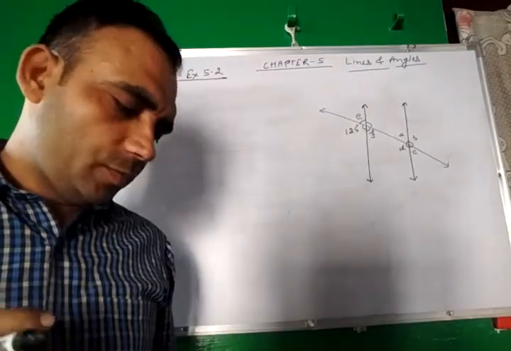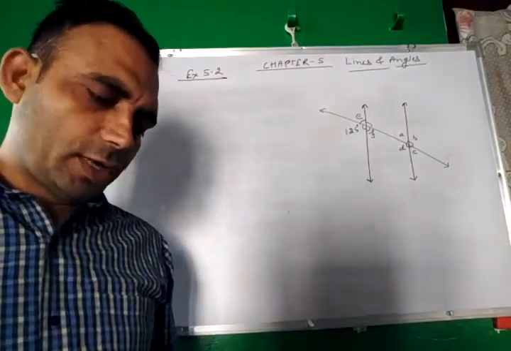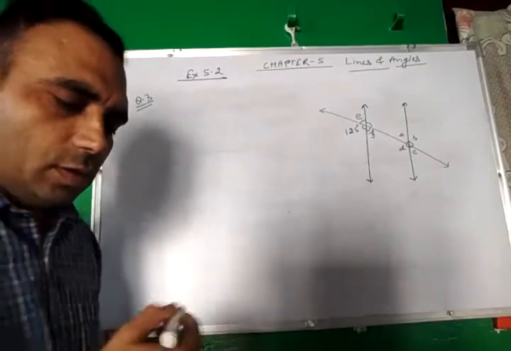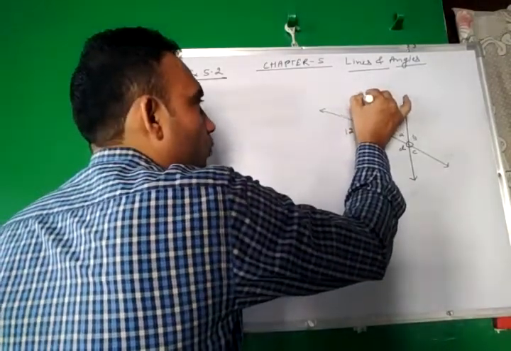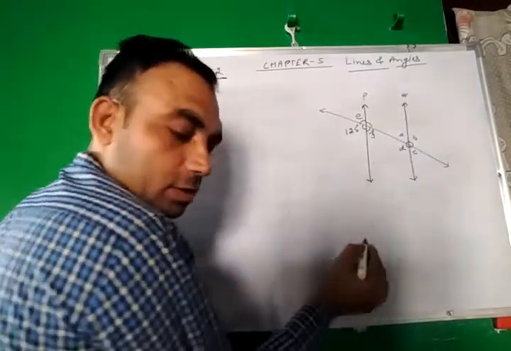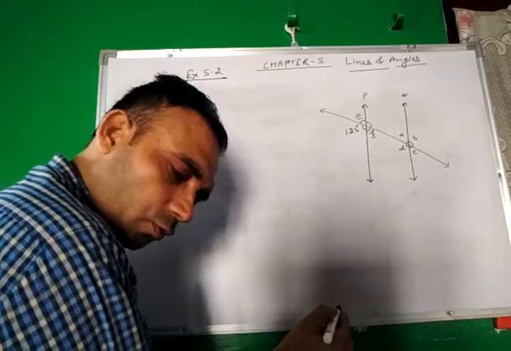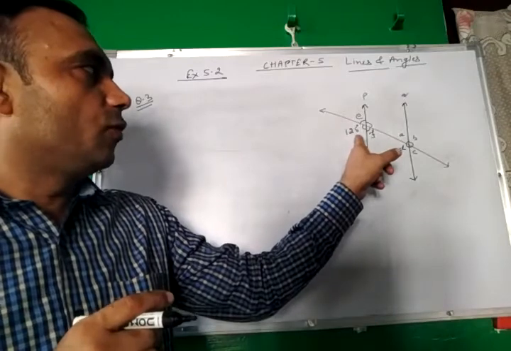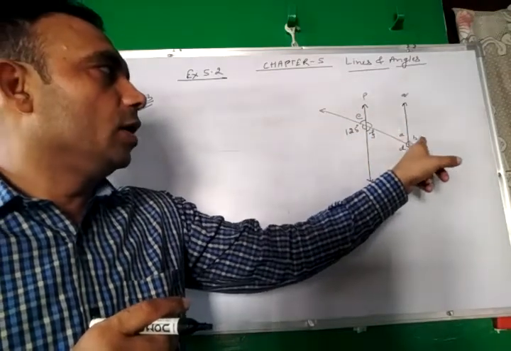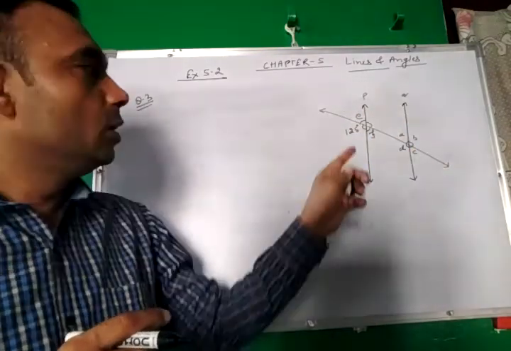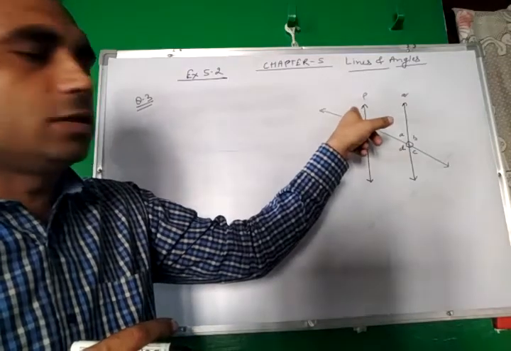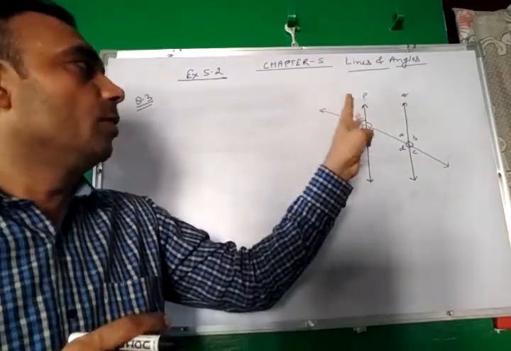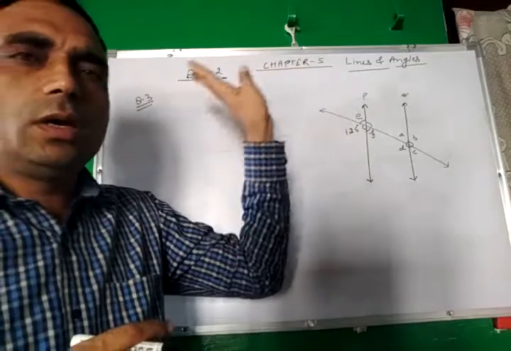Now question number 3. In question number 3, in the adjoining figure, P is parallel to Q. This is line P and this is line Q. Find the unknown angles. These are given. This angle 125, E, F, A, B, C and D. Now this 125 and this E are a linear pair, so the sum of these angles will be 180.